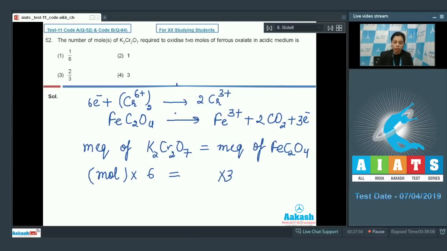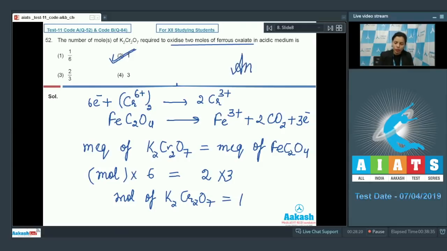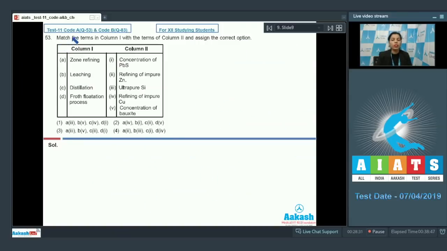But what are the moles of ferrous oxalate? This is clearly given in the question. You have 2 moles of ferrous oxalate, and to oxidize them you need the total number of potassium dichromate moles. So here 2 moles are present. So the number of moles of K2Cr2O7 required, and if it is so, option 2 is your correct answer. Just choose that. After that, question number 53.